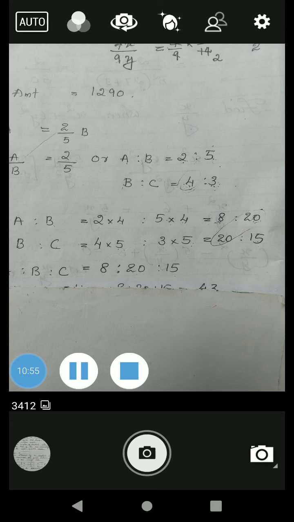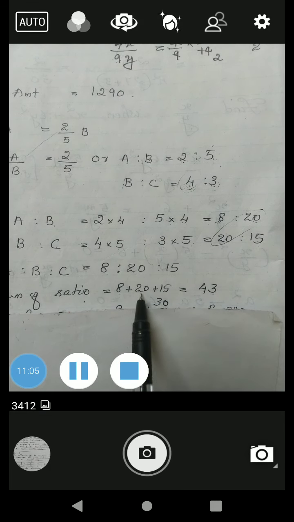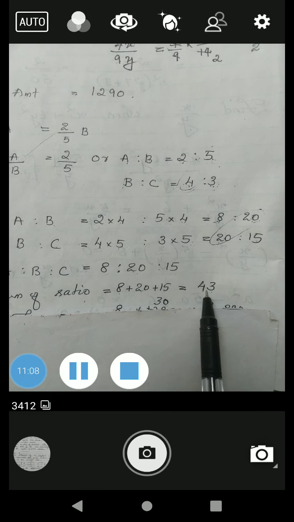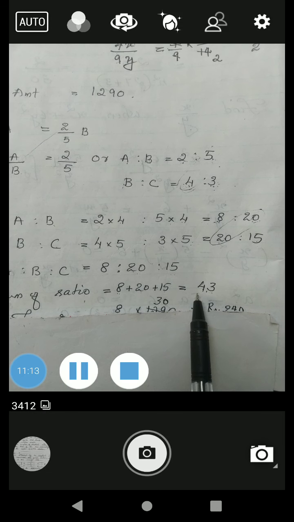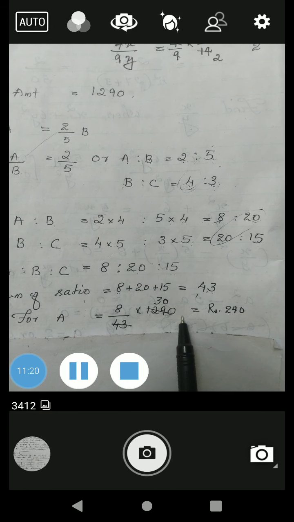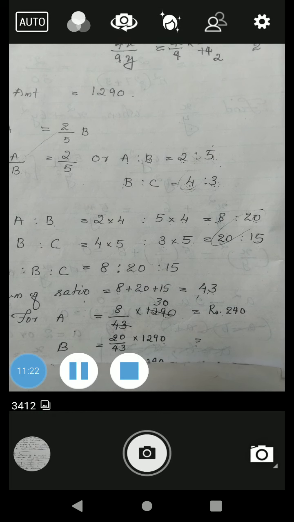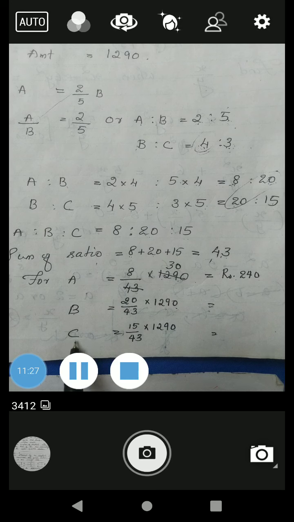Now, sum of ratio. We want to divide 1290 in this ratio. So, sum of ratio is equal to 8 plus 20 plus 15, that is 43. So, A will get 8 part out of 43 of 1290. So, we can write for A, 8 by 43 into 1290, which is equal to 240. In this way, you can calculate for B, for C, like this.